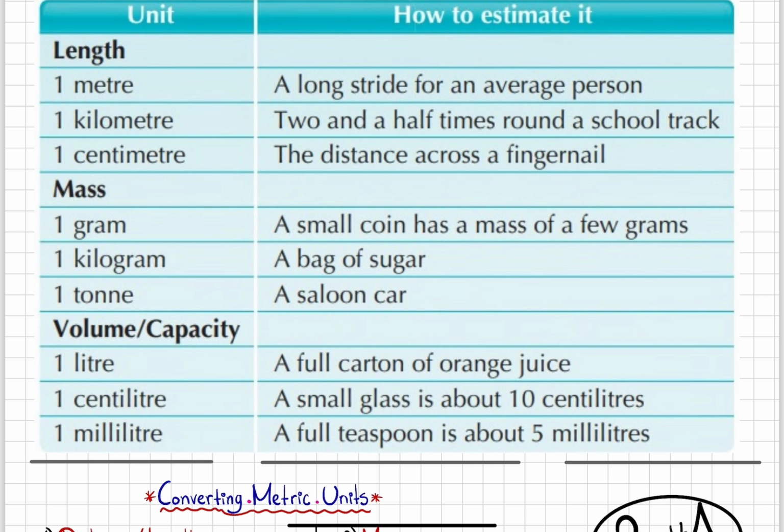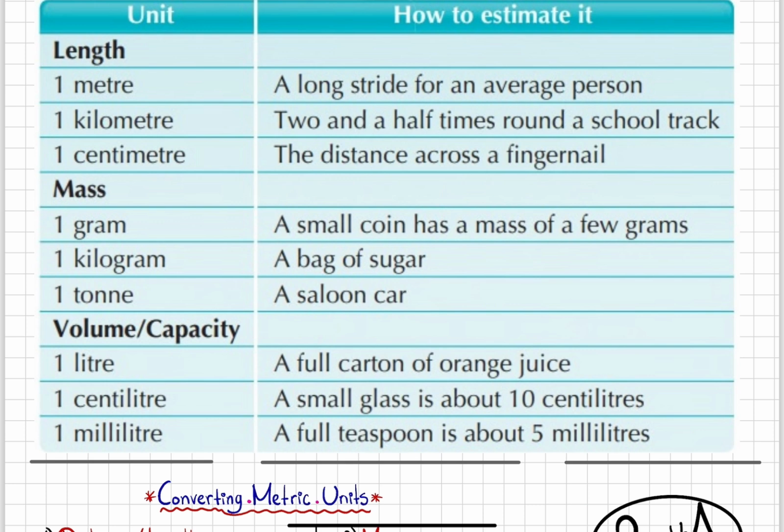So 1 meter is like a long stride for an average person. 1 kilometer is like 2.5 times round a school track. 1 centimeter is just the distance across a fingernail. Now mass. 1 gram of mass is like a small coin, like a mass of few grams. 1 kilogram is just a bag of sugar. 1 ton is a saloon car.